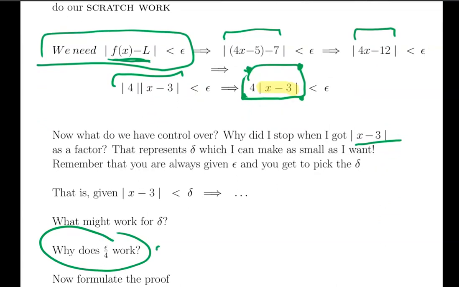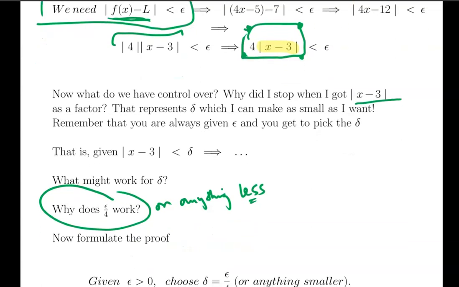Technically, this will work, or anything less will also work. So if you want to be cute and say for this problem, let delta be epsilon over 10, that's fine, it still works. You don't have to land exactly on the endpoints, you just have to be inside it.